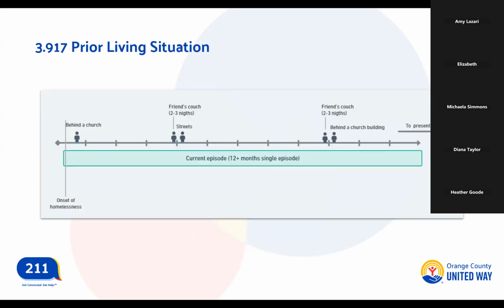Here is a visual representation of Gandalf's homeless history. We know the onset of homelessness started in May of 2020 with occasional 2 to 3 night stays on a friend's couch or behind a church building. Thus, Gandalf has only had one continuous episode of homelessness, totaling 12 months or more.